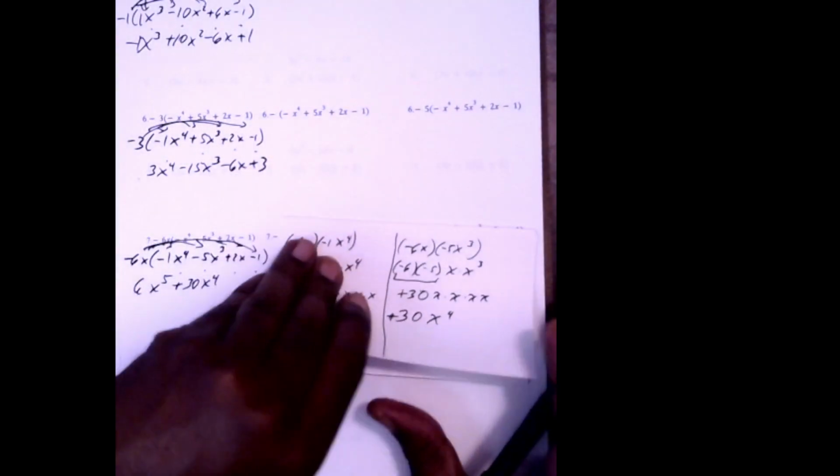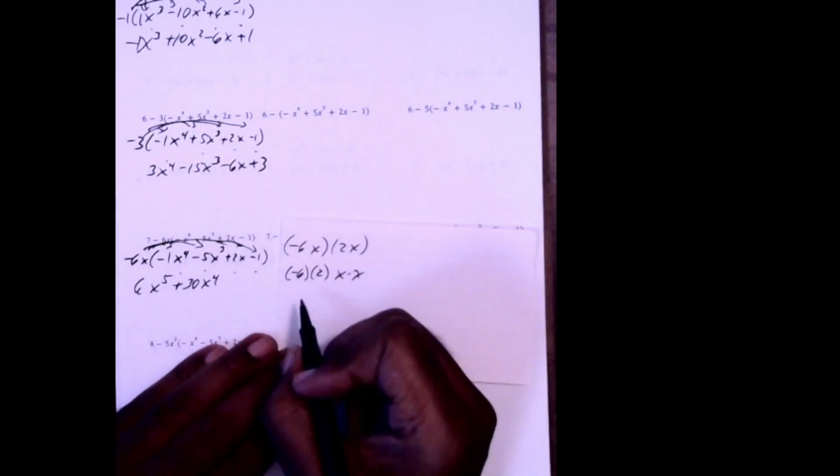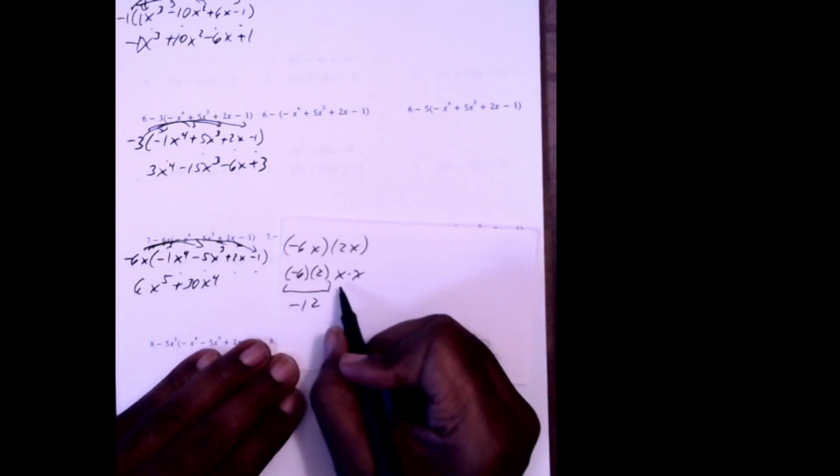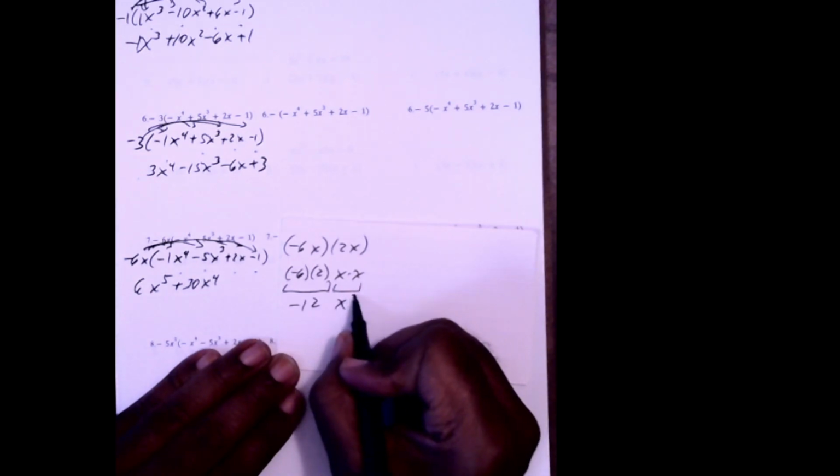Okay, furthermore, we have a negative 6x multiplied with that 2x here. And we'll rearrange that to be negative 6 times the 2 and then the x times the x. And this will give us 12. When you multiply by one negative, you get negative. And the x times x is represented by x squared. So this will be a negative 12x squared.